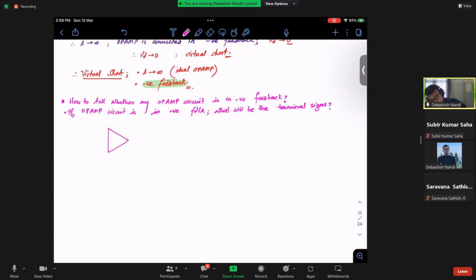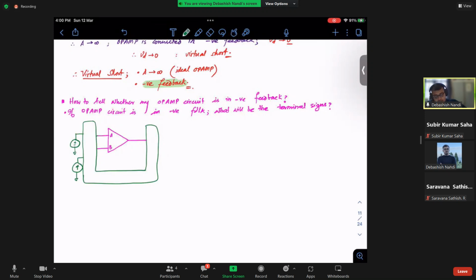Let us not first reveal the sign. Let's say the sign is A and B, and you have a circuit like that, with some voltage source, some current source, and this is your output. How will you analyze what my sign at A and B is, if the circuit is in negative feedback? What is the first step? Step 1: remove the op-amp and apply V-test at the output.